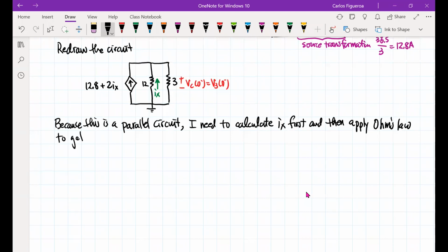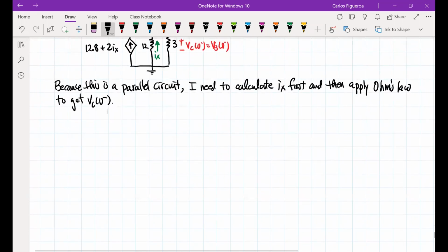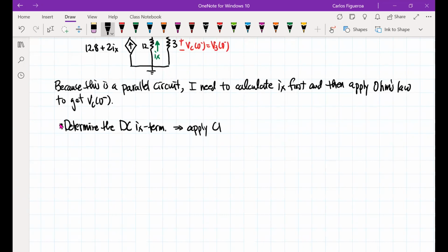To get VC of 0 minus. So let's do that. The first thing I'm going to do is determine the DC ix term. Because this is a parallel circuit, I'm going to apply CDR.